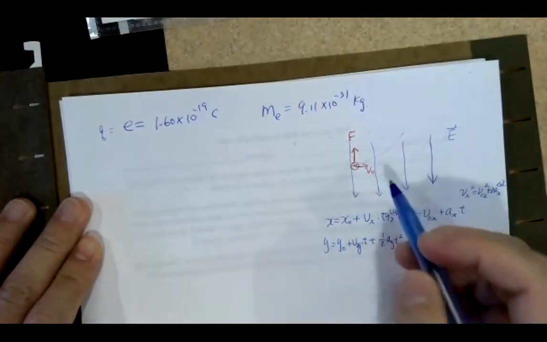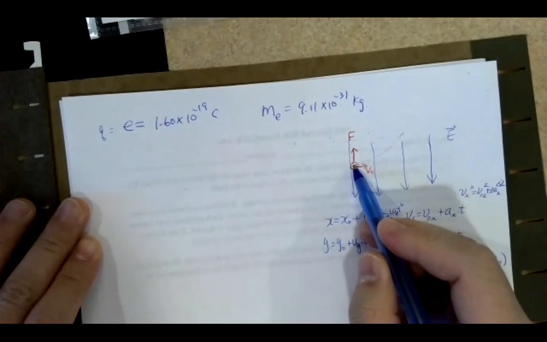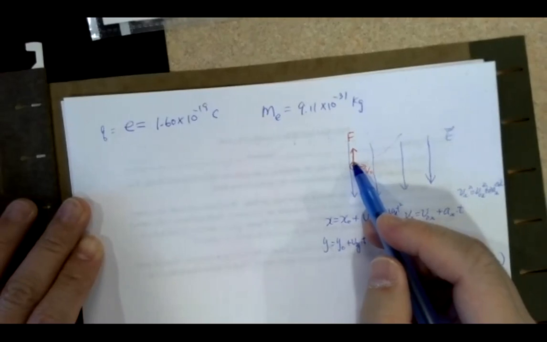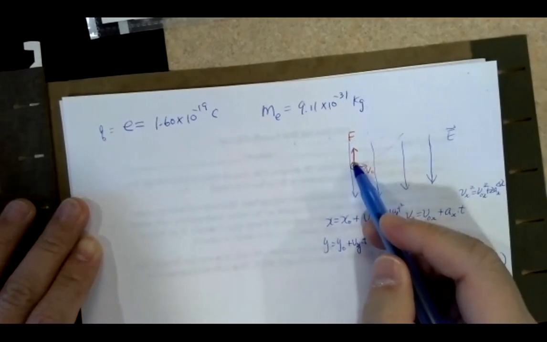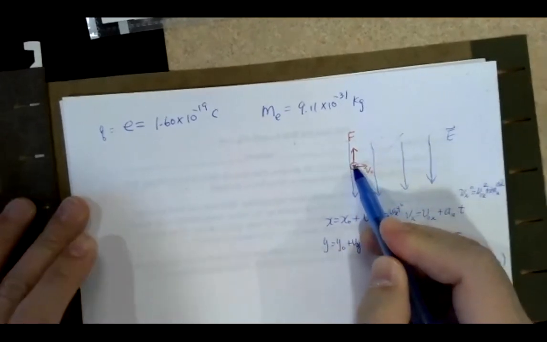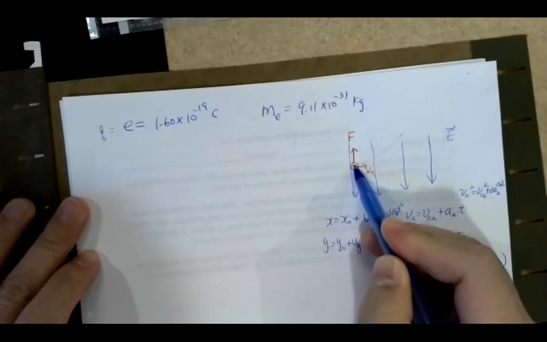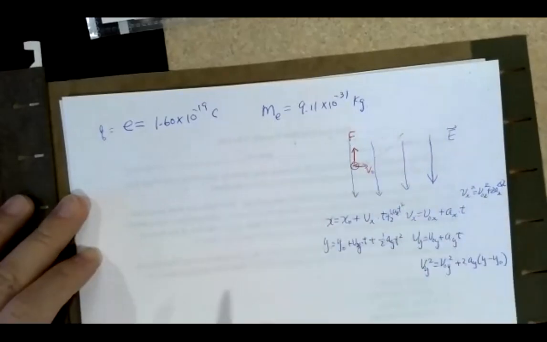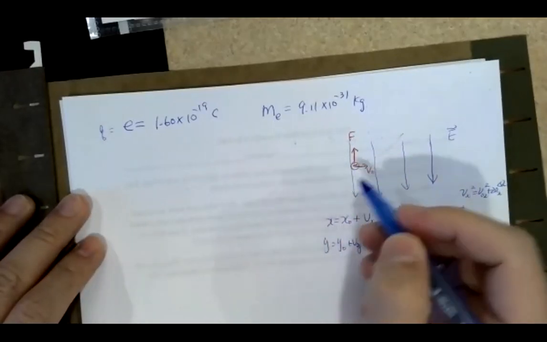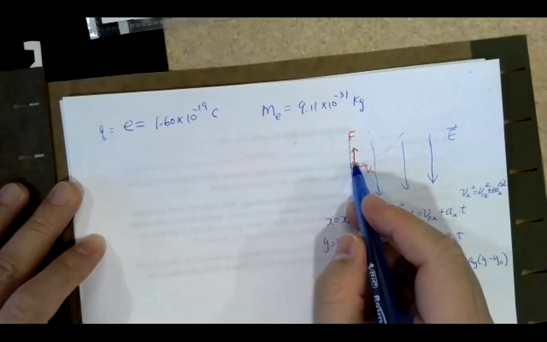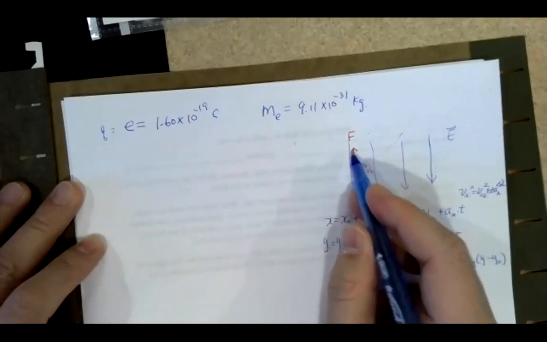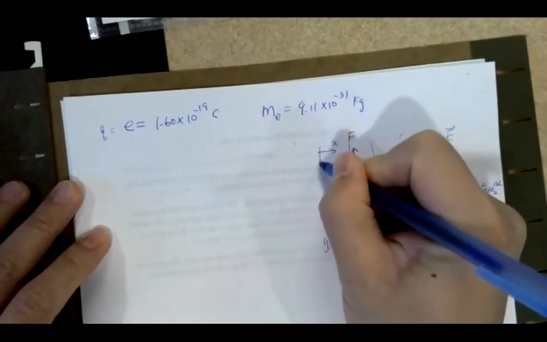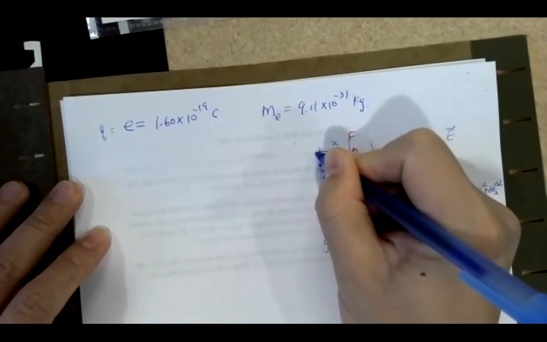When it enters this field, there will be an electric force, because the charge is negative. For an electron, it's a negative charge, so the electric force is in the opposite direction of the electric field. That's the only force on the electron, and that should give you the acceleration for the electron. This is in the y direction, pointing downwards as positive.